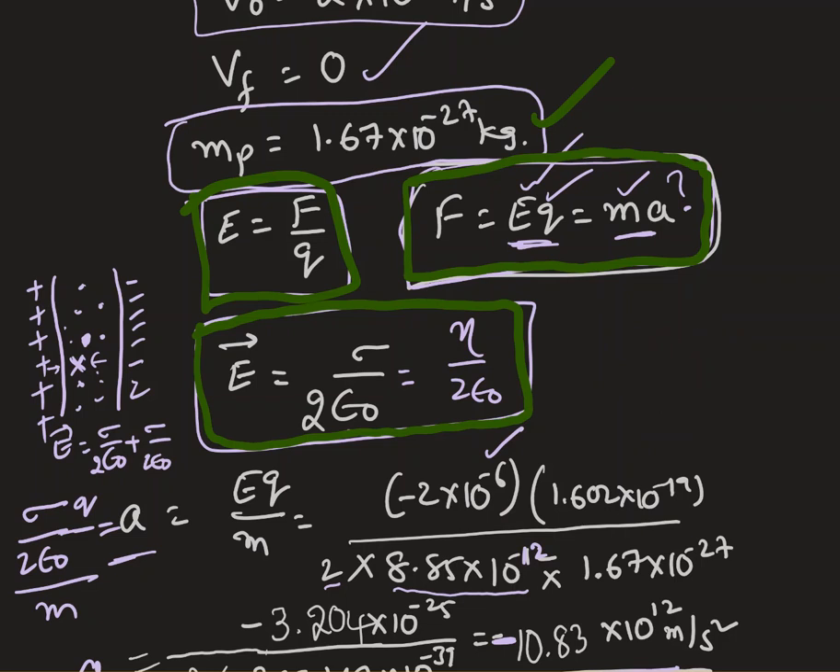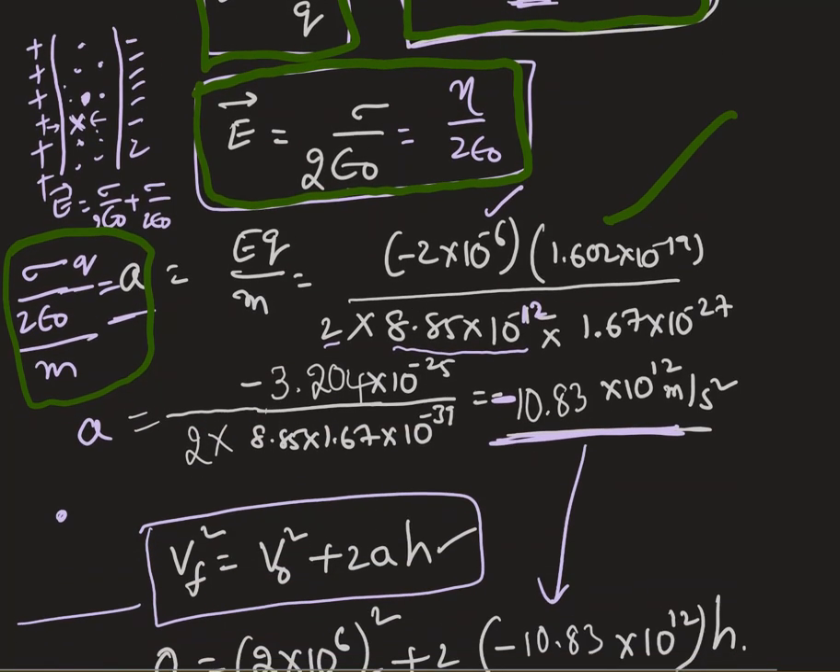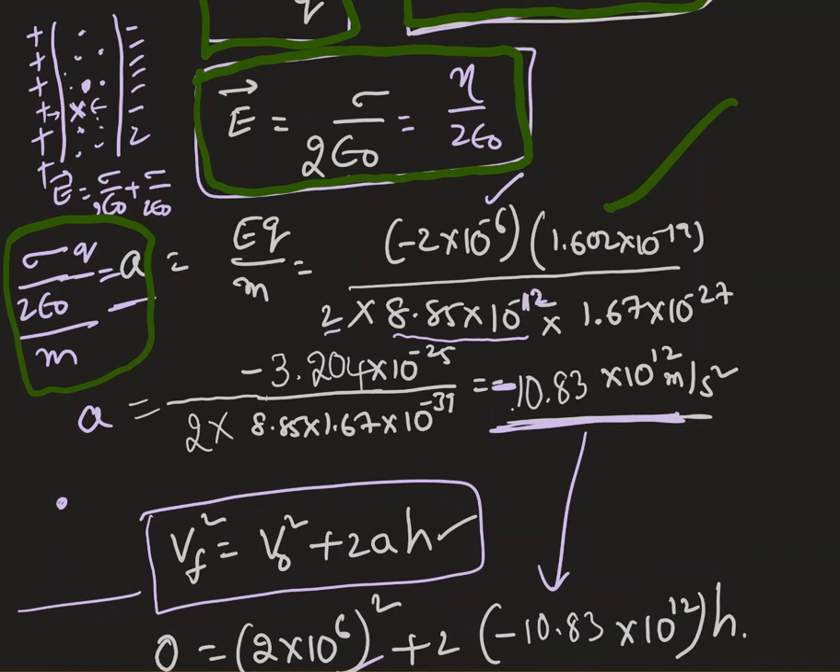Now I'm going to find the acceleration. A equal to EQ over M. I'm going to substitute sigma over 2 epsilon naught times Q over M. So this is the formula I'm going to use. Sigma is minus 2 times 10 to the power minus 6. Q is 1.602, since it's a proton, the charge of the proton. 2 is the number. Epsilon naught is 8.85 times 10 to the power of minus 12. And M is the mass of the proton, which is 1.67 times 10 to the power of minus 27. So from this, I found the acceleration A equal to minus 10.83 times 10 to the power of 12 meter per second square.